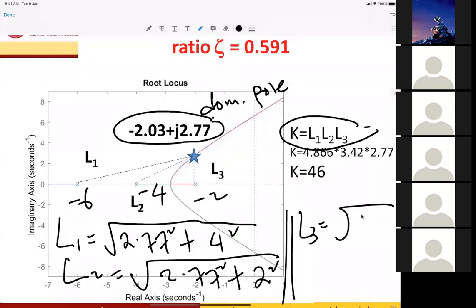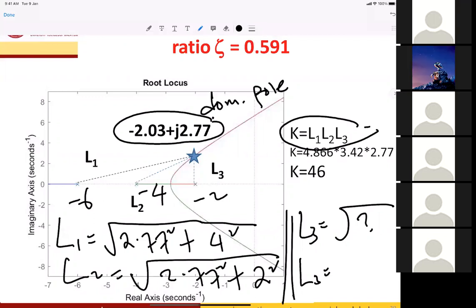L3. Yusuf. L3 is 2.77. Okay, so you multiply, you get K is equal to 46.